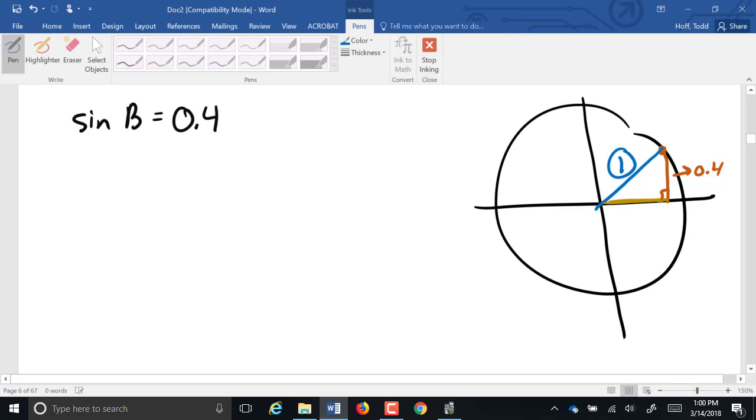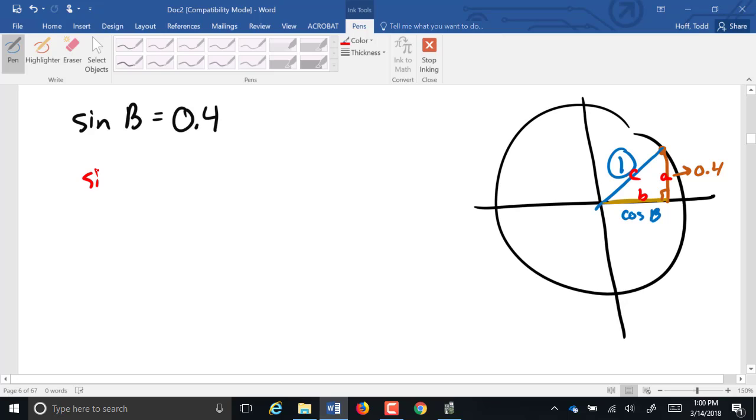I know the hypotenuse is 1, right? It's a unit circle. The hypotenuse is always 1. The radius is 1. So that means to find the cosine down here, it's simply going to be a squared plus b squared equals c squared. I'll label the sides a, b, and c.